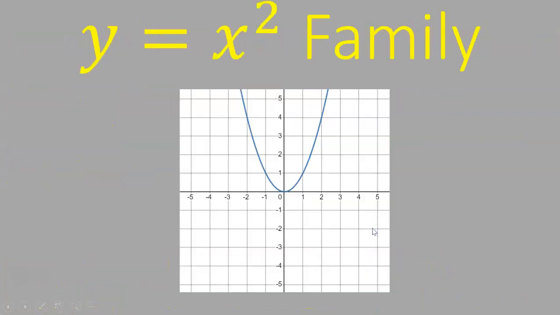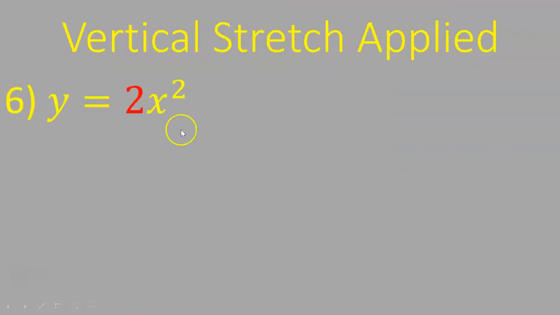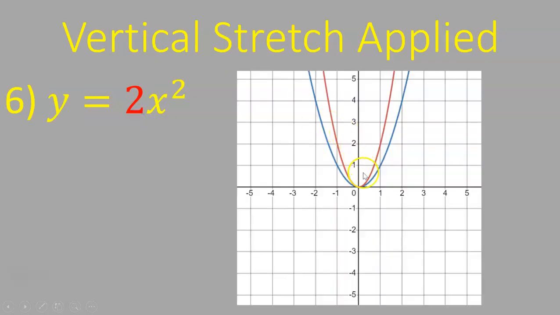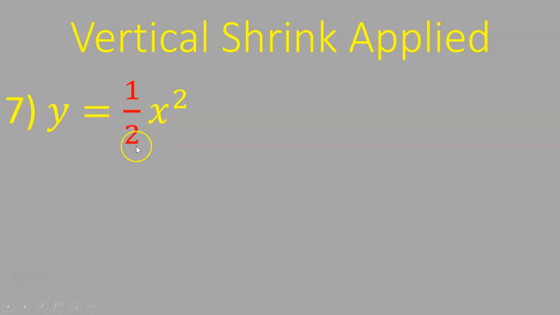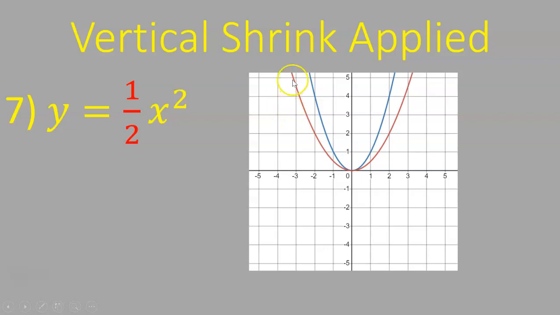So again, there's the parent graph. Here we're multiplying by a number that's bigger than 1. Okay, therefore, it got more narrow. This is called a vertical stretch. It's clearly more narrow than the original blue parent. Here we're multiplying by a number less than 1, or you can think of as between -1 and 1. This is therefore a vertical shrink or compression.